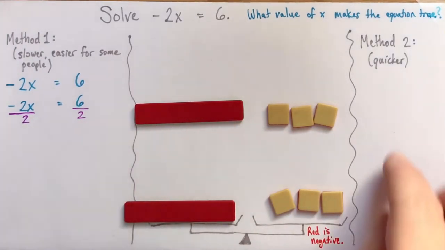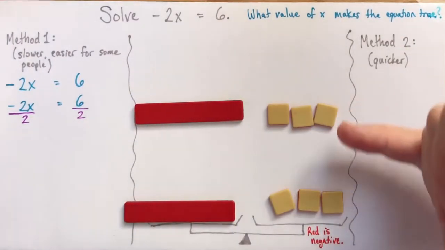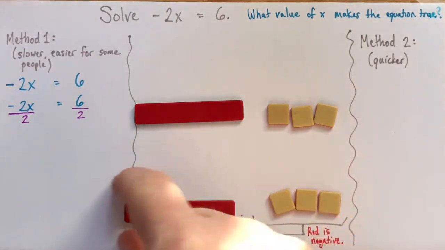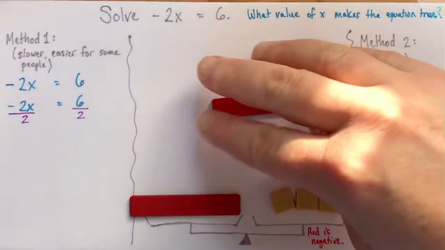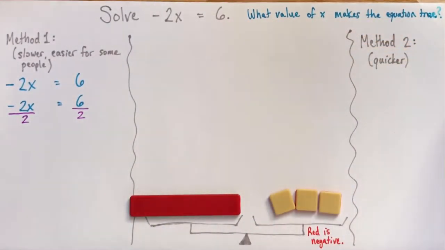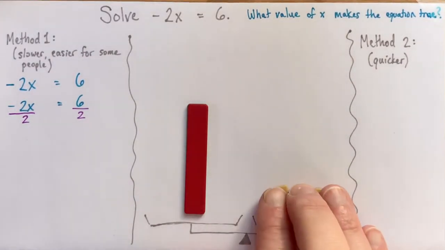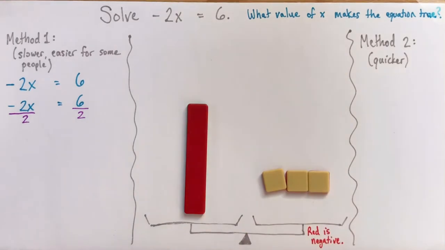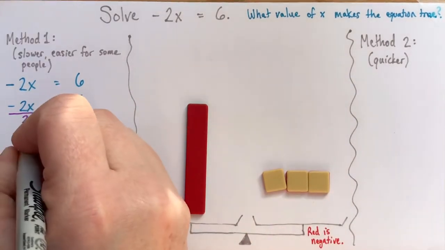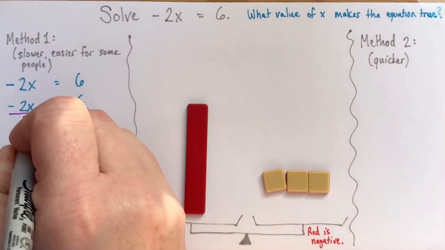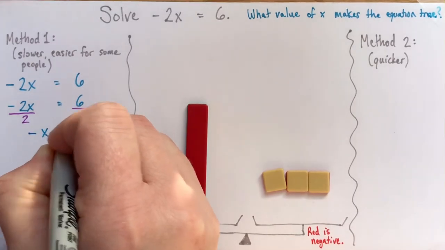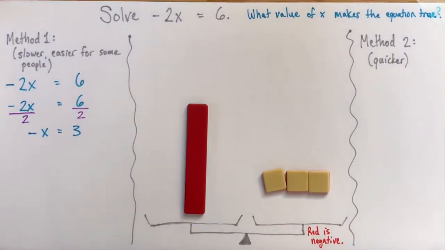Now when we do our division by 2, we've split it into different groups, and now we're going to focus on one group. That's sort of an interpretation of what division means. So now we've got just negative 1x equals positive 3. So negative x equals 3.